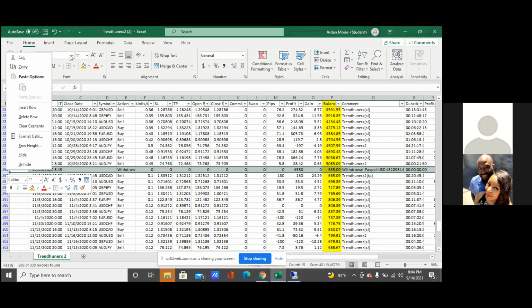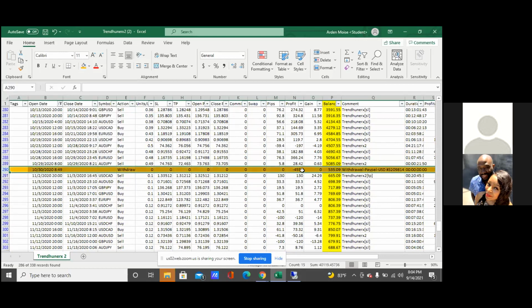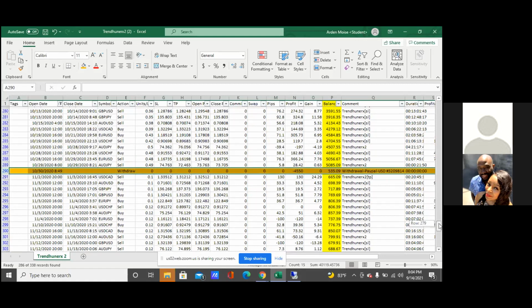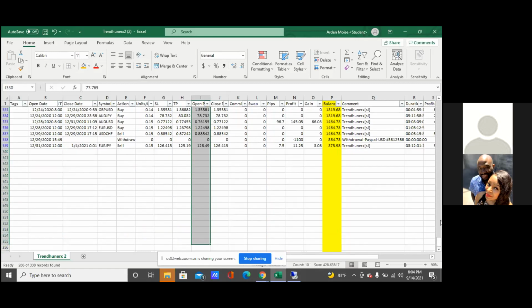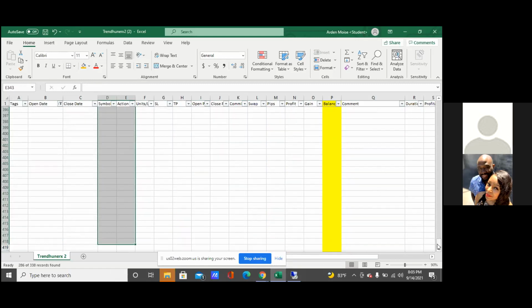In June, in that month, what was the percentage gain? The percentage in June, that's a good question. I don't have my chart, of course.